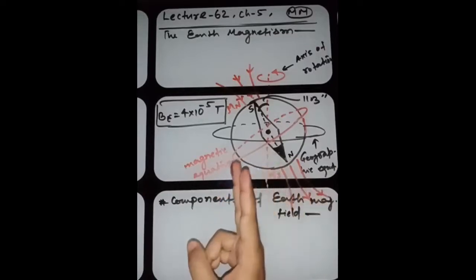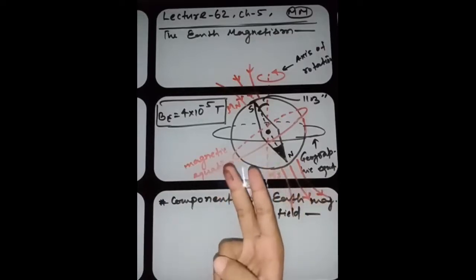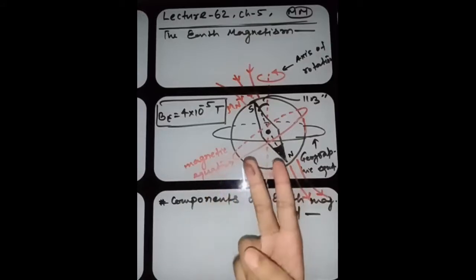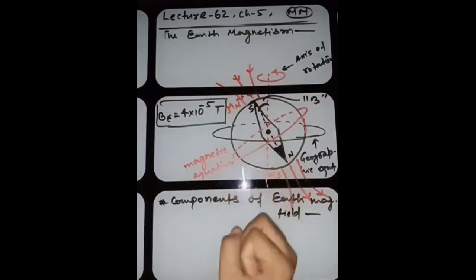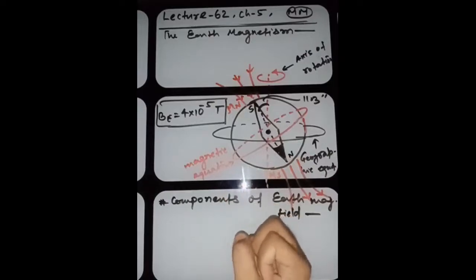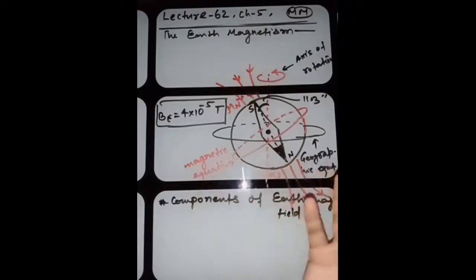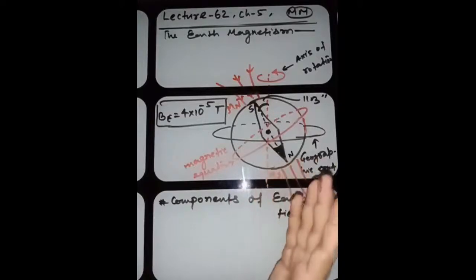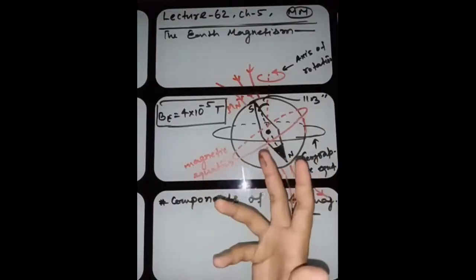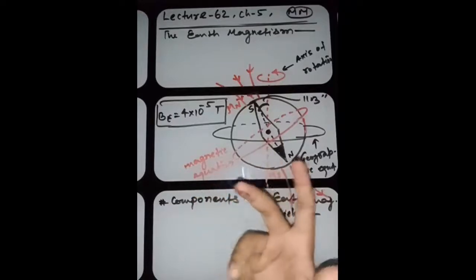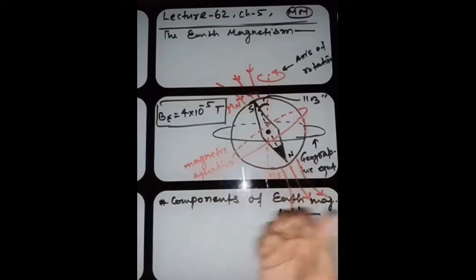The second is the angle of dip or angle of inclination. And the third one is the horizontal component of the Earth's magnetic field. Using these three components, you can specify everything about the Earth's magnetic field. We will study them one by one. But before that, we are going to study the meridian. What is the geographic meridian? What is the magnetic meridian, etc.?